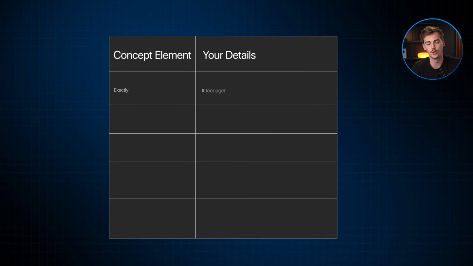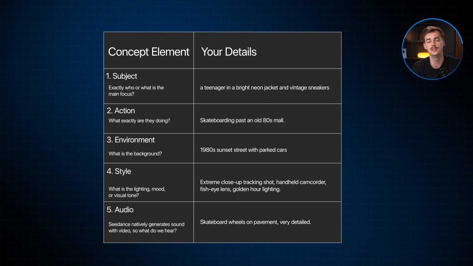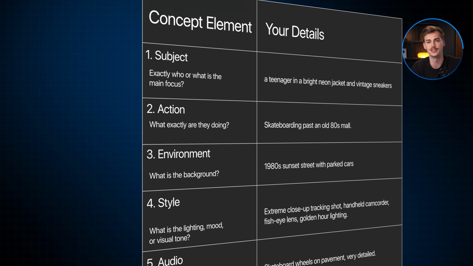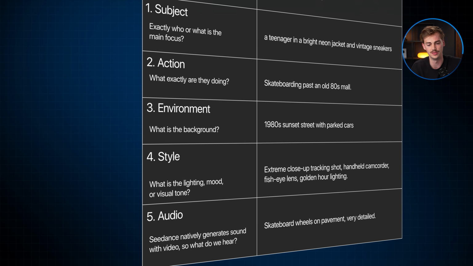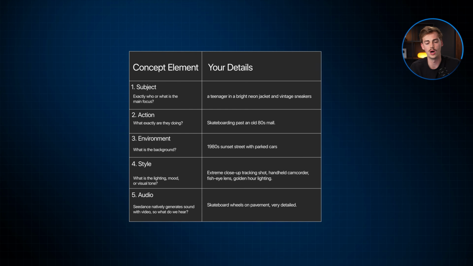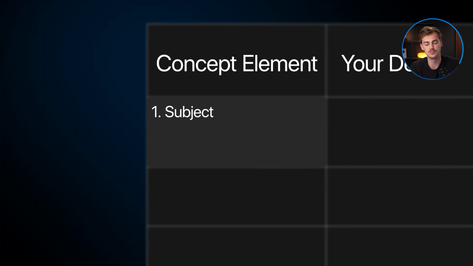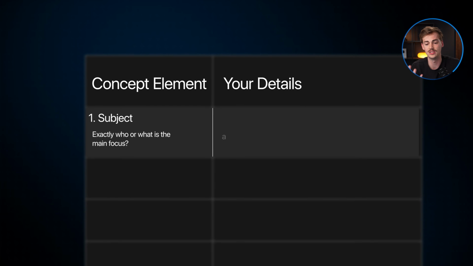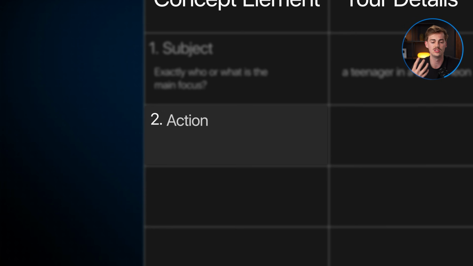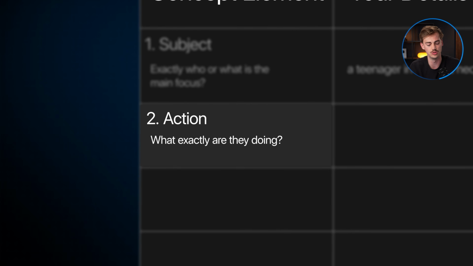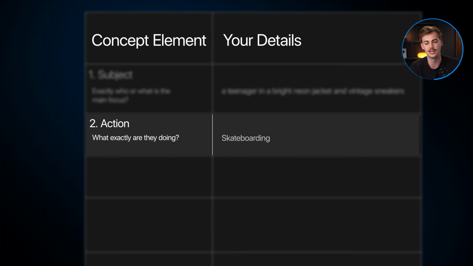The better way to prompt is using a concept. And for that, I got this worksheet for you that you can copy, you can take a screenshot, or you can find it in this free School community. So I'm using this worksheet quite a lot. It is about adding in a subject. Who exactly is the main focus? In this case, we're going with a teenager in a bright neon jacket and vintage sneakers. Then the action. What exactly are they doing? So here they're describing that he's skateboarding past an old 80s mall.